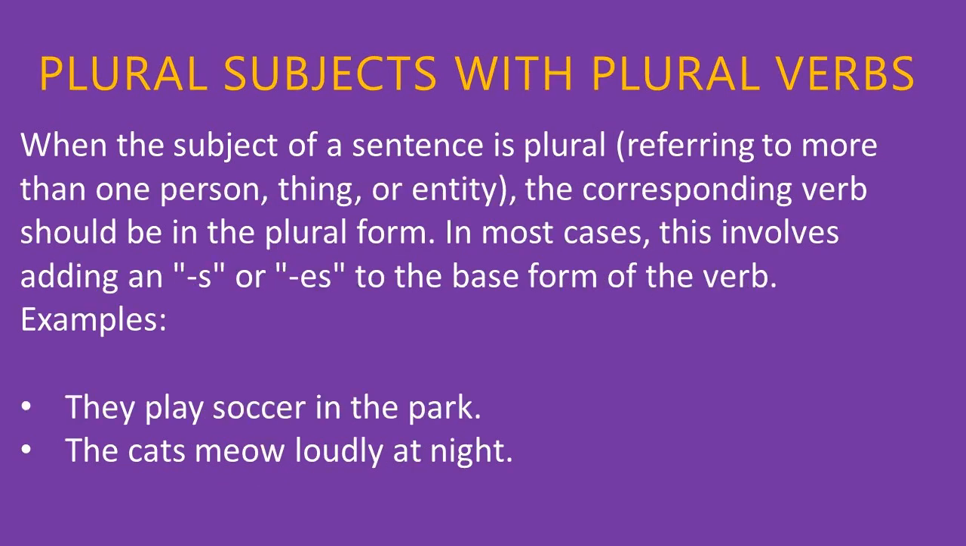Plural subjects with plural verbs. When the subject of a sentence is plural, referring to more than one person, thing, or entity, the corresponding verb should be in the plural form. In most cases, this involves adding an s or es to the base form of the verb. They play soccer in the park. The cats meow loudly at night.